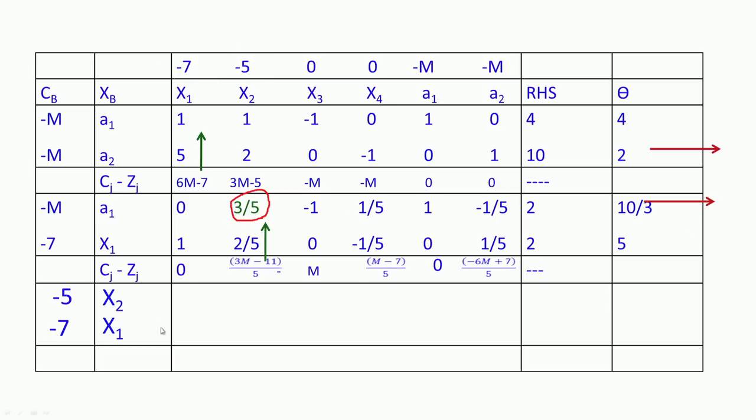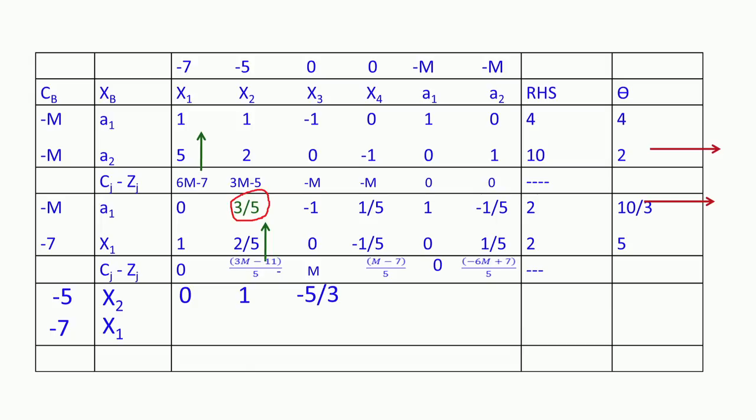Now we have to write this row first. The pivot row has to be replaced. So divide every element of the pivot row by the pivot element. So the first row is written by dividing every element by 3 by 5. So 0 divided by 3 by 5 is 0. 3 by 5 divided by 3 by 5 is 1. Minus 1 divided by 3 by 5 is minus 5 by 3.